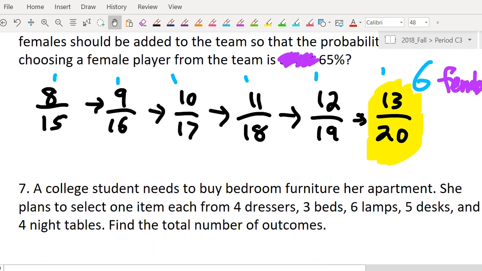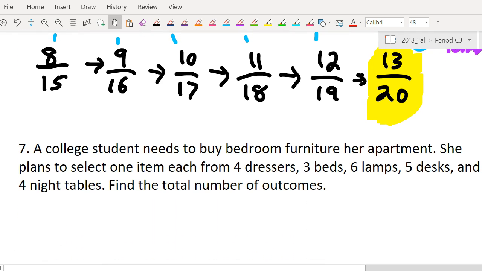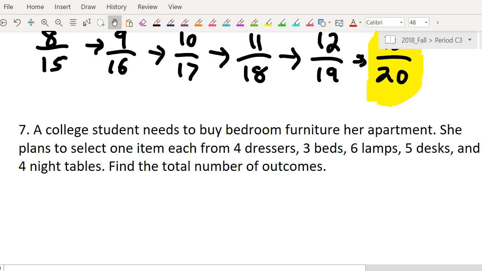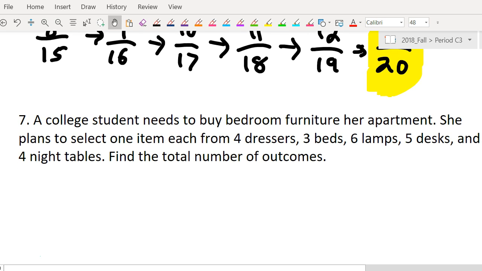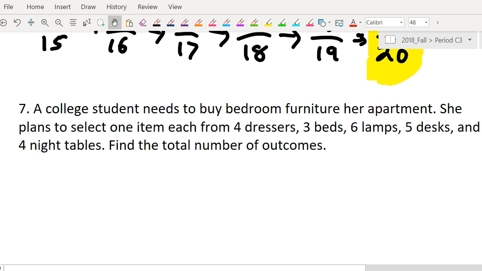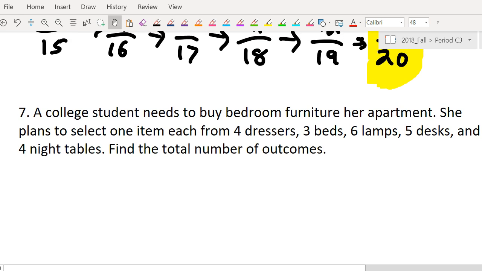Okay, ready? A college student needs to buy bedroom furniture for her apartment. She plans to select one item from each of her 4 bedrooms, her 3 lamps, her 6 lanterns, and her 5 dressers, and 4 night tables. Alright, so there's a whole bunch of different furniture stuff. Find the total number of outcomes. So 4 times 3 times 6 times 6 times 5 times 4.